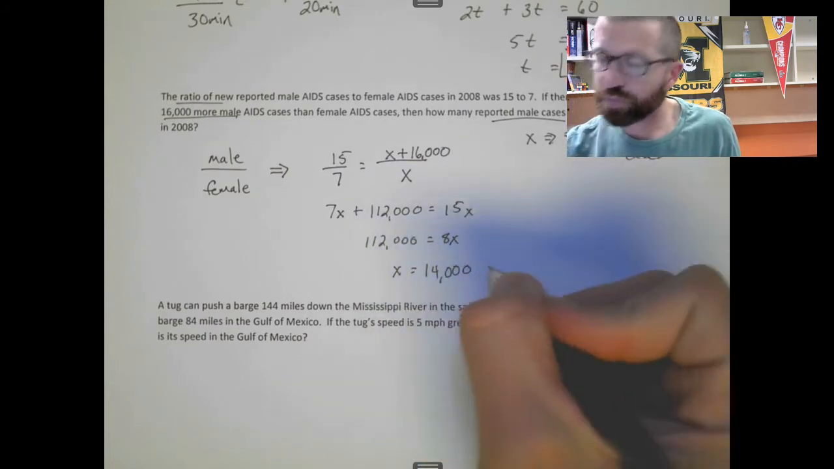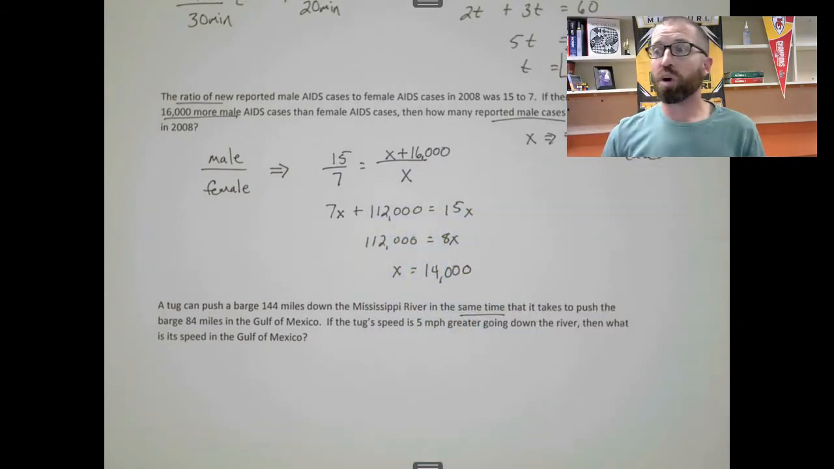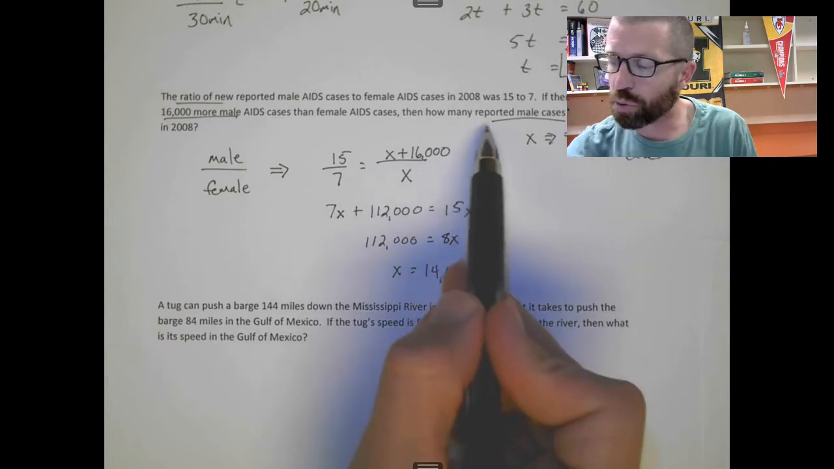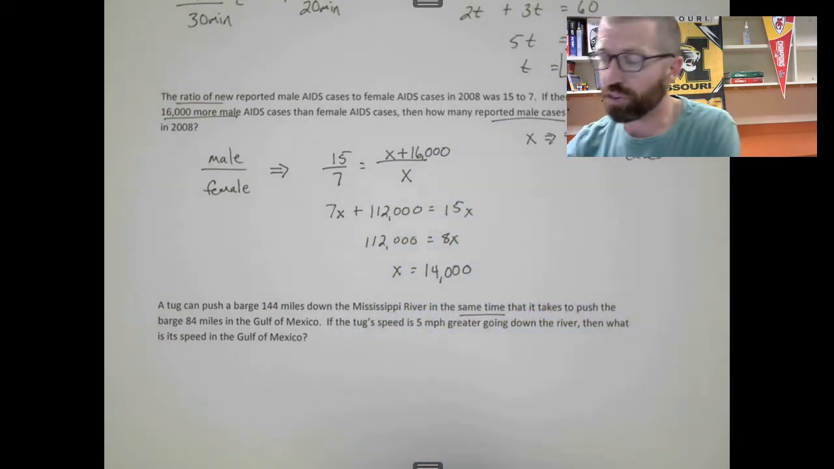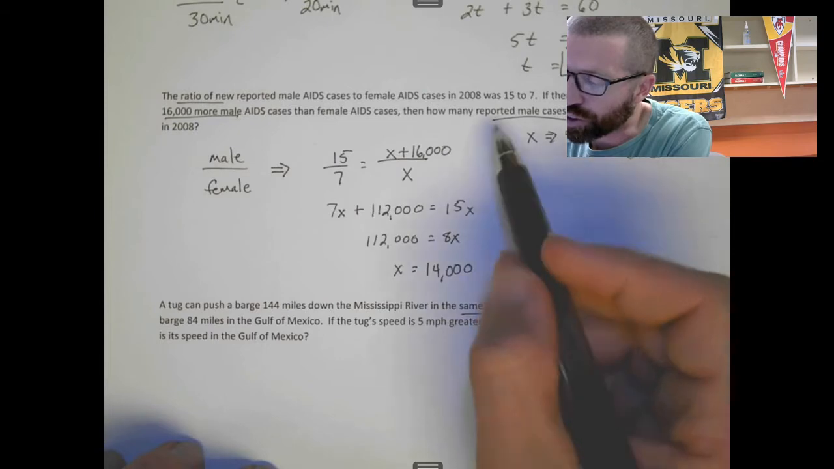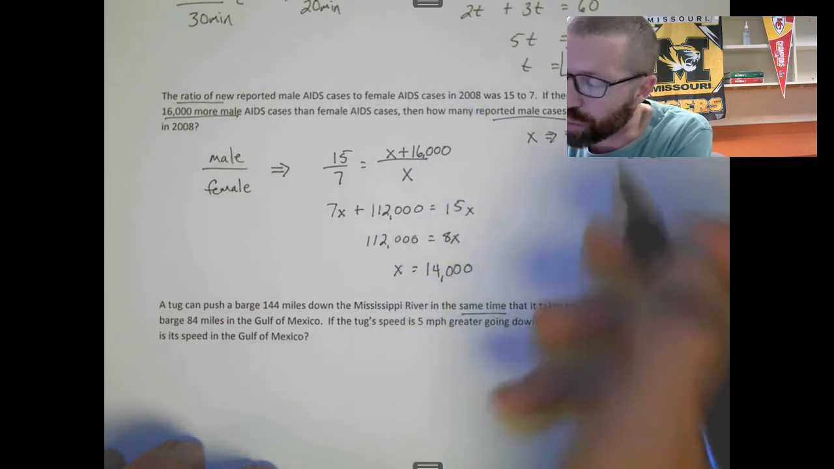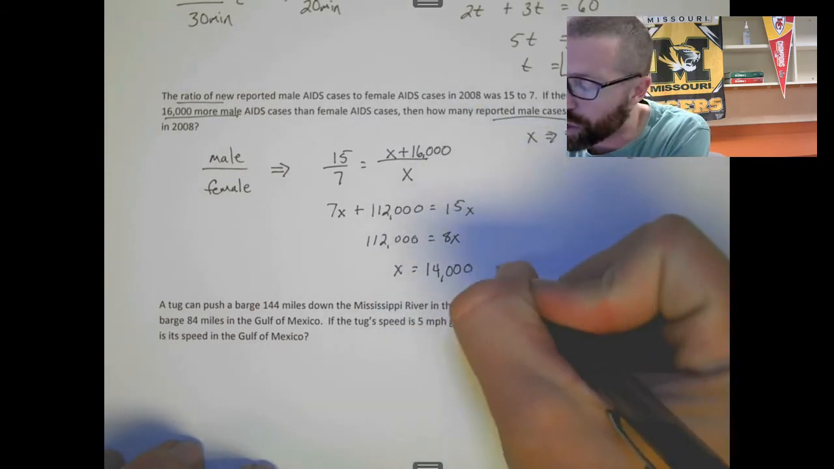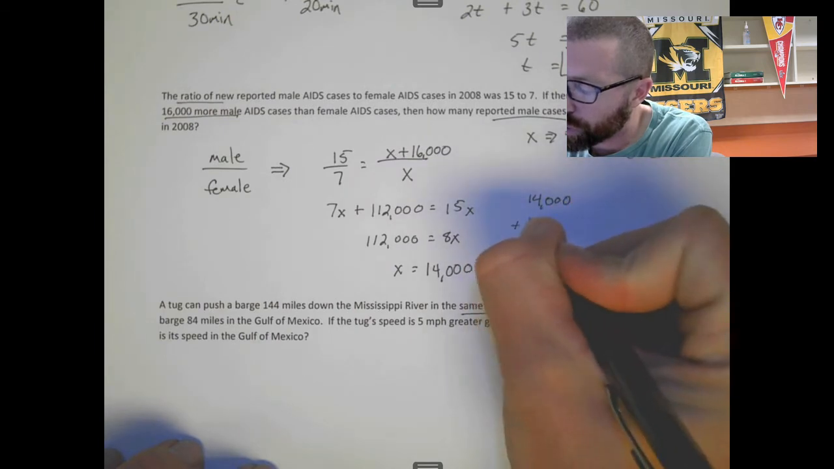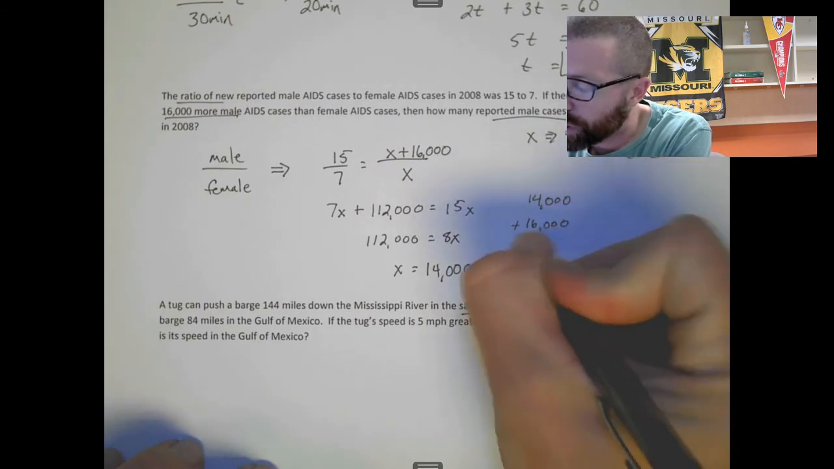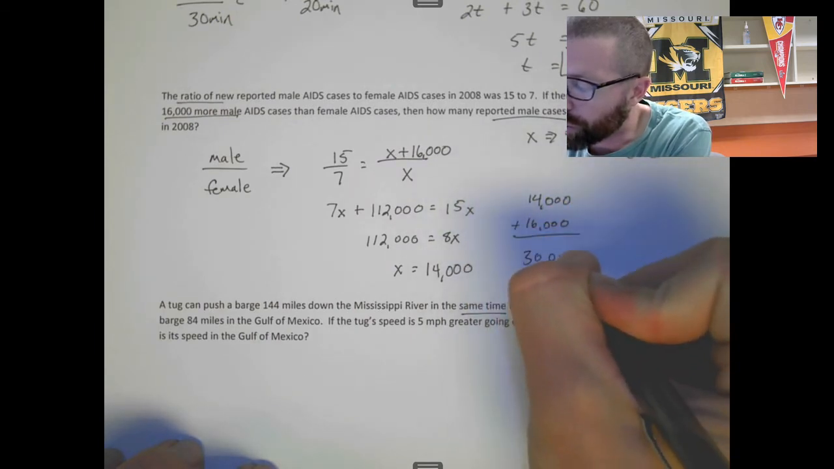But remember to always answer the question. They're asking for how many reported male cases there were. 14,000 is the number of female cases. So we have to add 16,000 because there were 16,000 more males. So 14,000 plus 16,000 is 30,000 male cases.